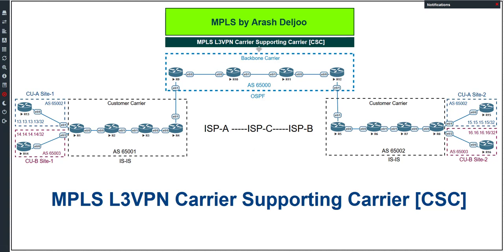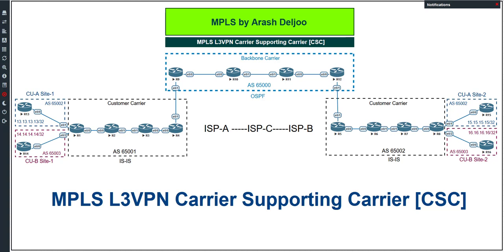Now we are using another ISP. This ISP is the backbone ISP, or let's assume this is ISP C, and we need to use this ISP to connect to ISP A and ISP B. This is a backbone carrier, or backbone ISP, and these two ISPs are customer carriers, or customer ISPs. Because of that, MPLS VPN carrier supporting carrier, or CSC, enables one MPLS VPN based service provider to allow other service providers to use a segment of its backbone network.